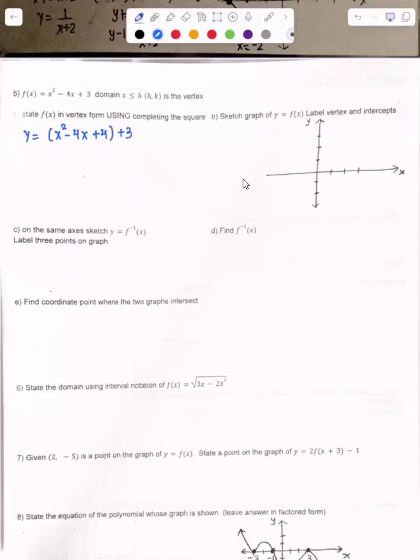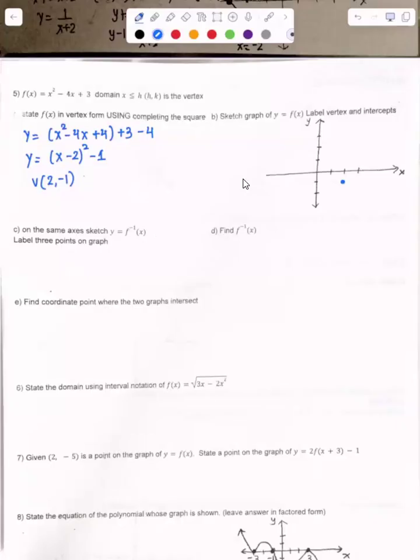Plus 3 was along for the ride. The moment I add 4 on the same side of the equation, I'll subtract. I'll do the opposite of what I did on the same side of the equation. So we've completed the square. So this is x plus half of the coefficient of x, which is -2, squared. 3 minus 4 is negative 1. And that's simple. So the vertex is at 2, comma -1. It's the vertex.